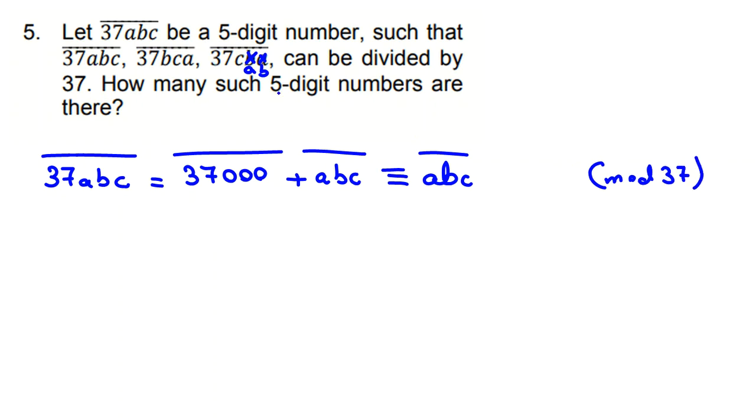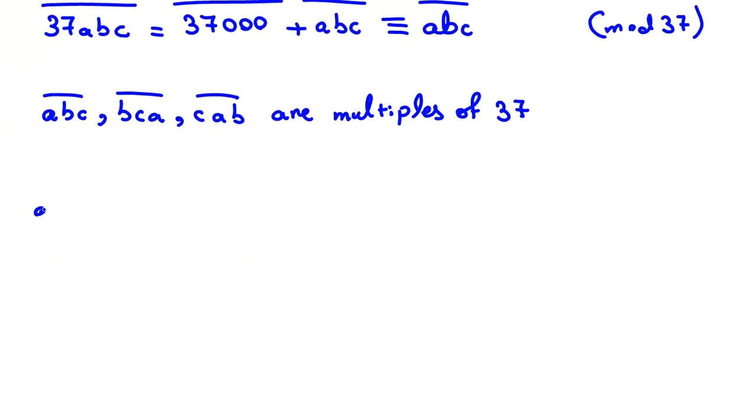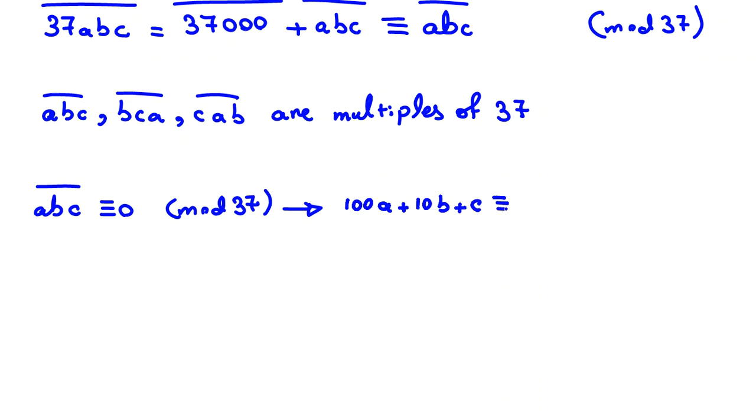Also, we can do this for others, so we can conclude that ABC, BCA, and CAB are multiples of 37. So let's use modular congruency. If ABC is a multiple of 37, then ABC is 0 mod 37. So we can conclude it is 100A plus 10B plus C, congruent to 0 mod 37.